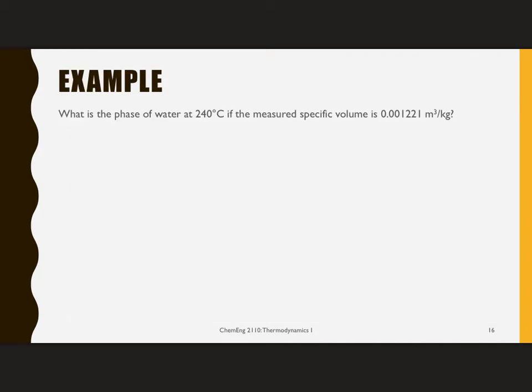Now let's try using the tables to solve some problems. So in this first one, we want to know what is the phase of the water at 240 degrees if the measured specific volume is 0.001221 cubic meters per kilogram. So pause the video, pull out a steam table, look up 240 degrees C, and we're always going to start in the saturated table at the given temperature or pressure. So take a moment to do that.